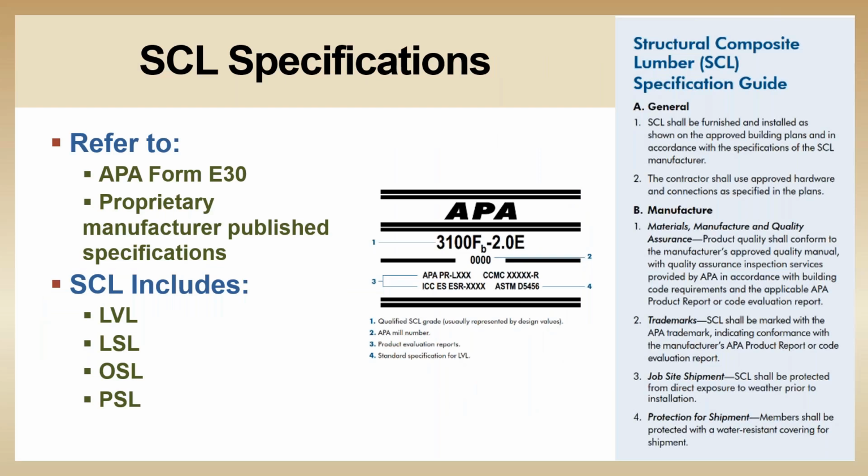So moving on to structural composite lumber, here's an example of an LVL trademark and the structural composite lumber specification from the Engineered Wood Construction Guide, Form E30. Remember that these manufacturers will often have their own specifications that you should use. And also remember that the structural composite lumber section is going to include LVL, LSL, OSL, and PSL.